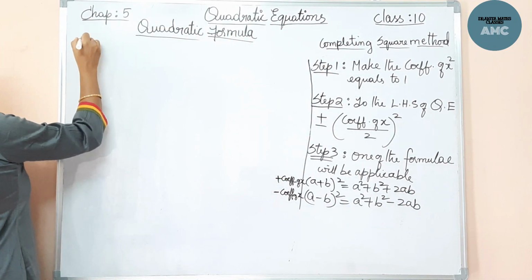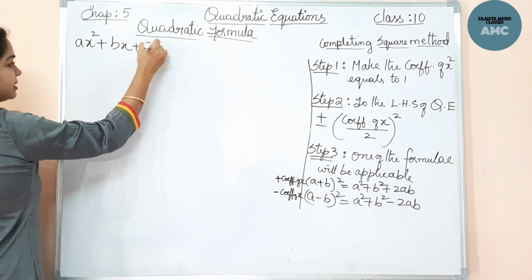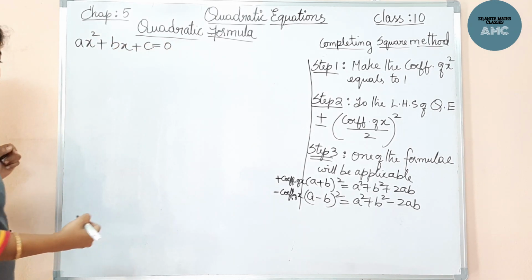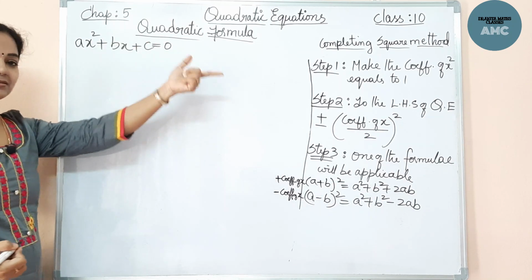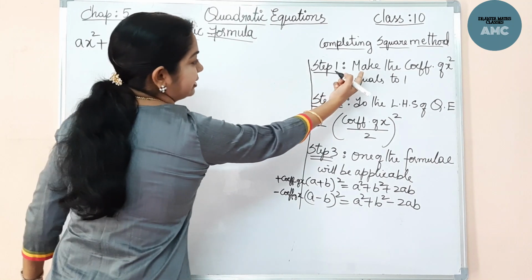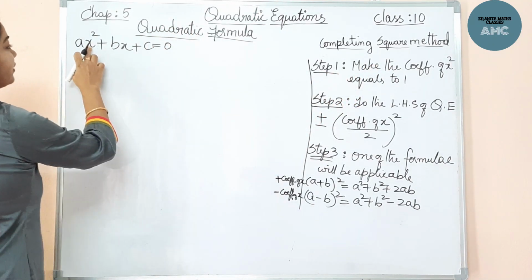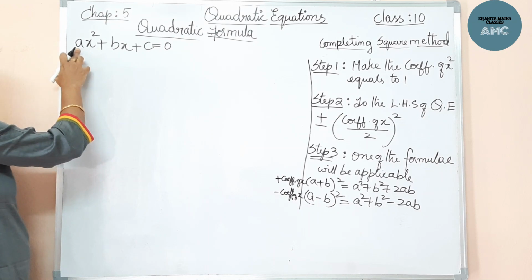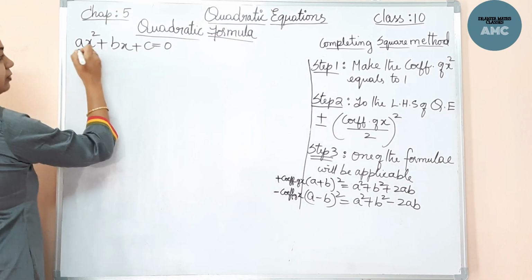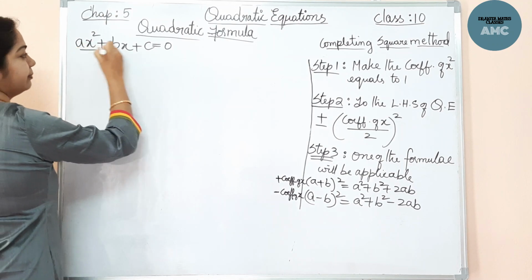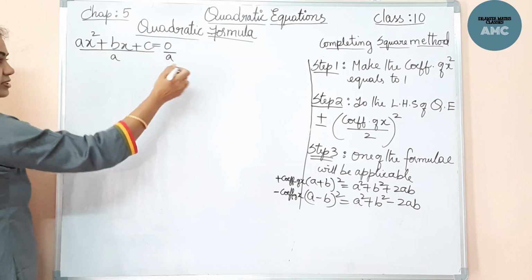Now if I take the general form of the quadratic, ax square plus bx plus c equal to 0, from this, using the steps, I will deduce. First step: make the coefficient of x square equal to 1. Now the coefficient of x square is a, it's not 1. So I have to make it equal to 1. How do you make it 1? You divide both sides of the equation, LHS and RHS, by a.